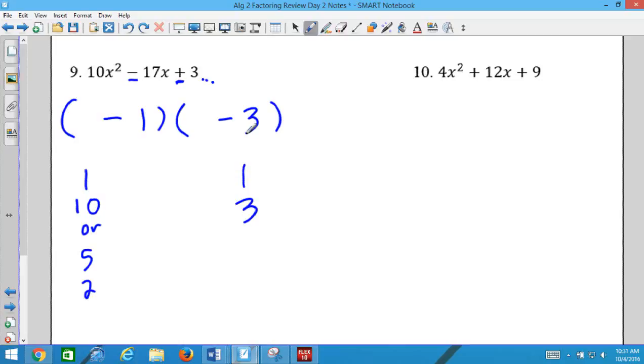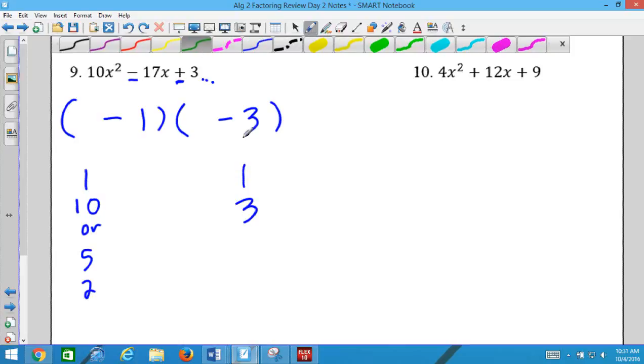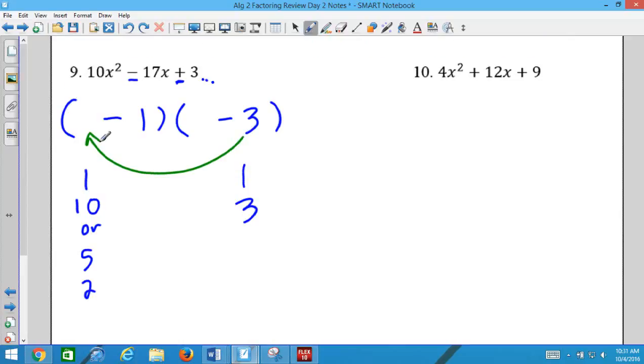I need to get a 17 when I'm done. And whatever number that I put in this spot has to multiply with the 3. So I'm probably going to check the 5 here to start, because I need to get to 17. So if I do 5 times 3, I'm already at minus 15. And then I do negative 1 times 2, that's negative 2x. That's going to give me that negative 17x.